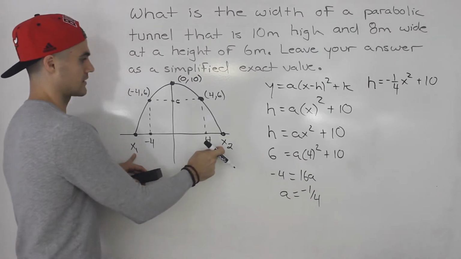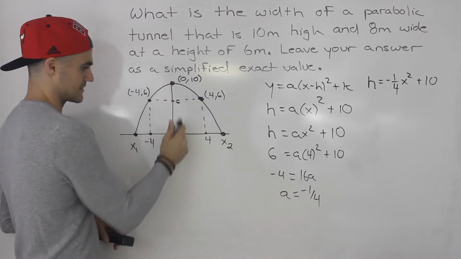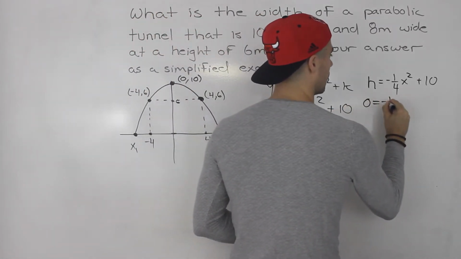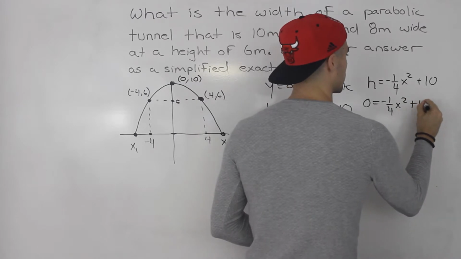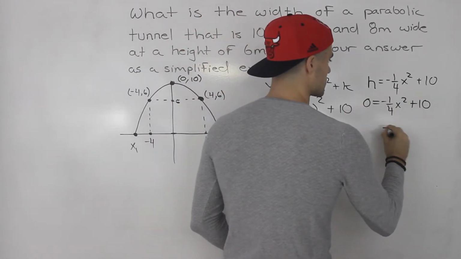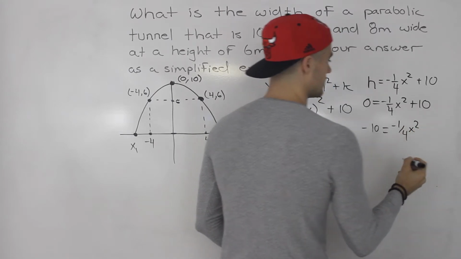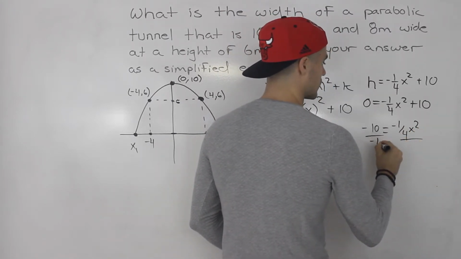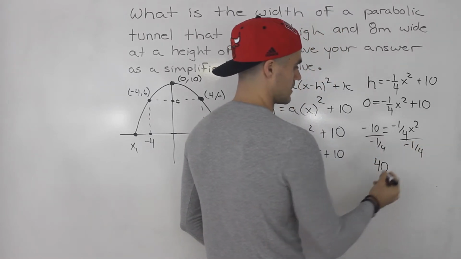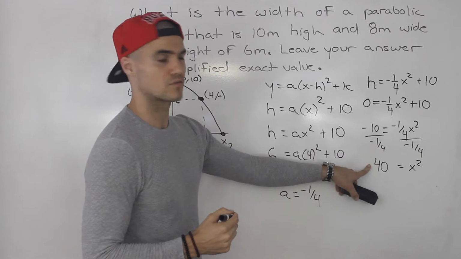So how are we going to find x1 and x2? Well, notice that at x1 and x2, the value of h, the y-axis, is 0. So we could plug in 0 for h, and then we could just solve for x. So we bring the 10 over, so we'd have negative 10 equals negative 1 over 4 x squared. We could divide both sides by negative 1 over 4. So this would be 40 equals x squared. Negative 10 divided by negative 1 over 4 is positive 40.